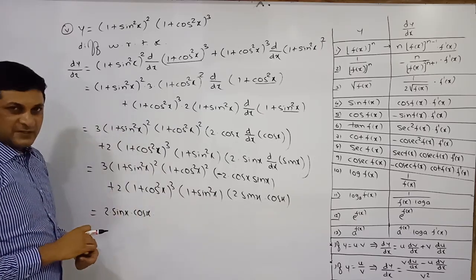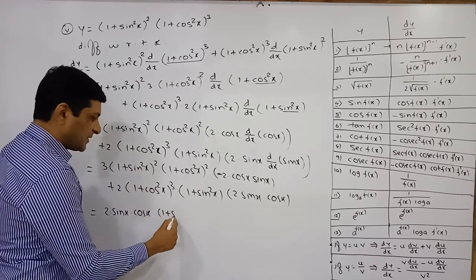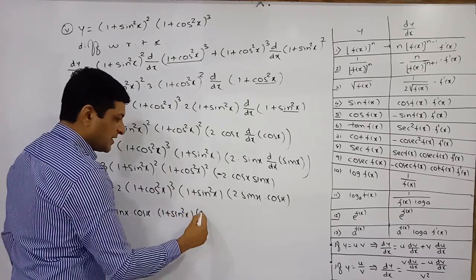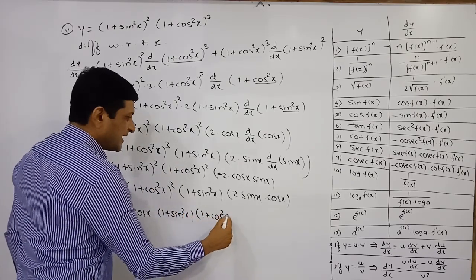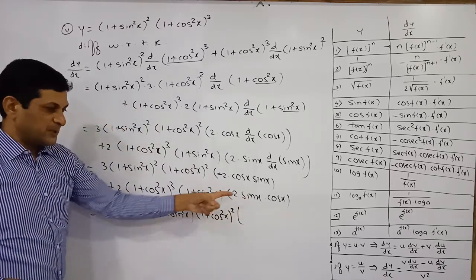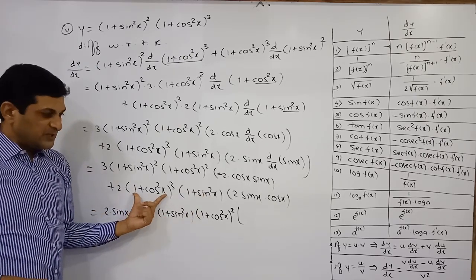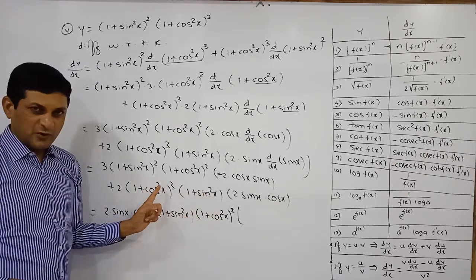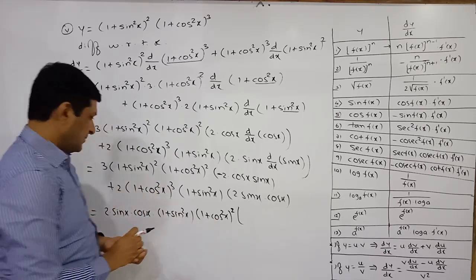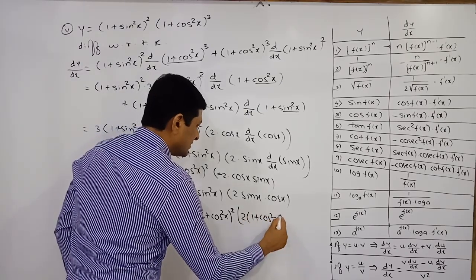Now first we consider the positive term. Again we can take (1 + sin² x) common, and from these two terms we can take (1 + cos² x)² common. We have taken 2 sin x cos x common, and from the cube we have taken the square common. So one term remains here, into 2, meaning 2 into (1 + cos² x) will be the remaining term.